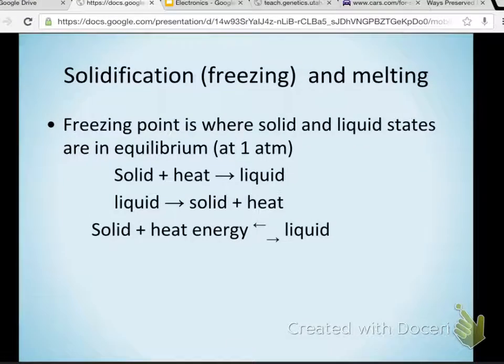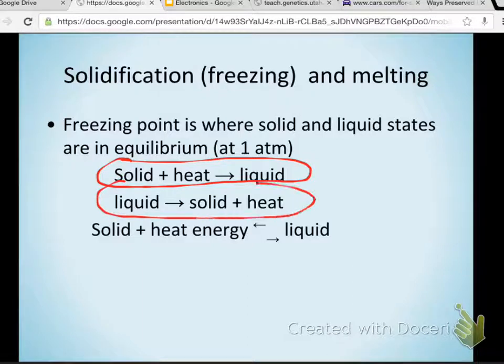Now, we get to talk about two of the other transitions that we referenced yesterday, but we didn't talk about so much today. Freezing point. This is where solid and liquid states are in equilibrium at atmospheric pressure, 1 atm. So just like we had with the liquid vapor equilibrium, when a solid and a liquid phase are in equilibrium, we have opposing changes happening at an equal rate. So we have that one in, one out, one in, one out.